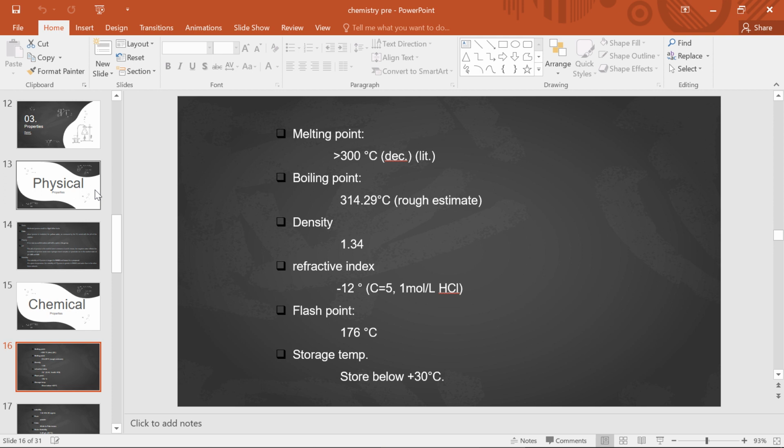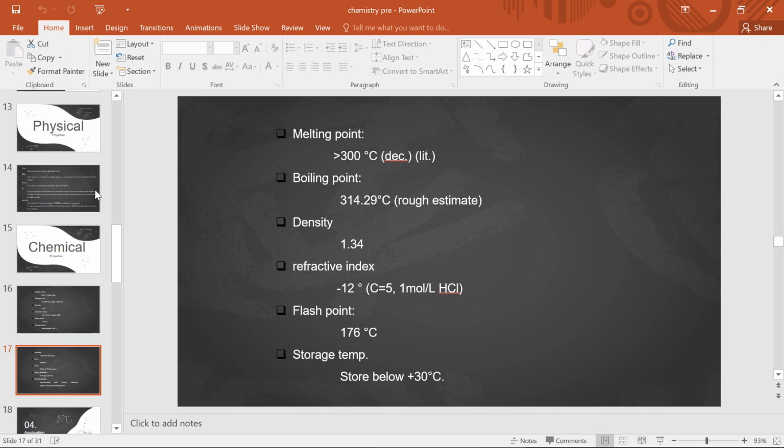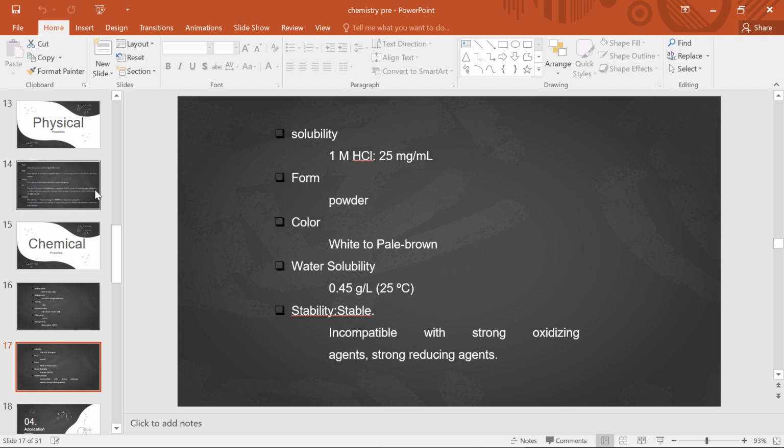Storage temperature: store below positive 30 degrees Celsius. It should be less than 30. And then solubility, in 1 molar HCl, 25 milligram per milliliter. Form is powder. Color is white to pale brown, and like I told you in the physical properties, it is yellow when it is irritated. Water solubility is 0.45 gram per liter at 25 degrees Celsius, which is room temperature. Stability: it is stable, but it is incompatible with strong oxidizing and reducing agents.